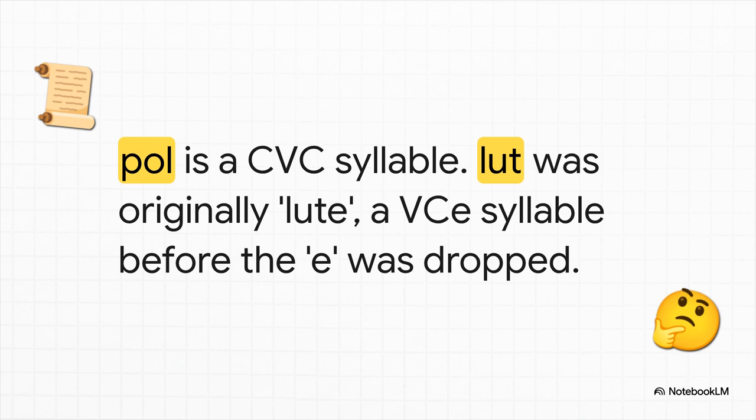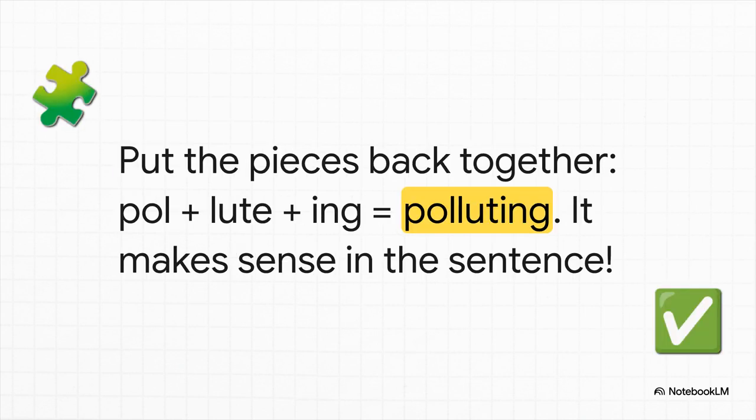Now the second part, lut, looks like a CVC too. But wait, we know that ing was added, and a lot of the time that means a silent E got dropped. So the original syllable was probably lute, a VCE pattern, which would give us a long U sound. Okay, last step, we reassemble the pieces. We've got pol, lute, ing, put it all together, polluting. Now we plug it back into the sentence to check. Toxins are polluting the land, and yeah, that makes perfect sense.